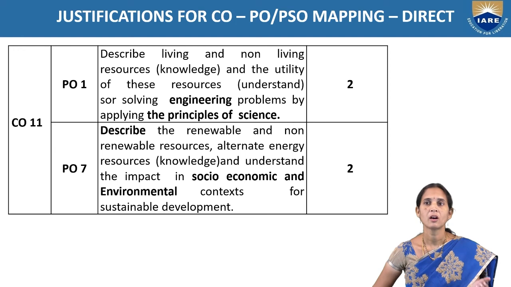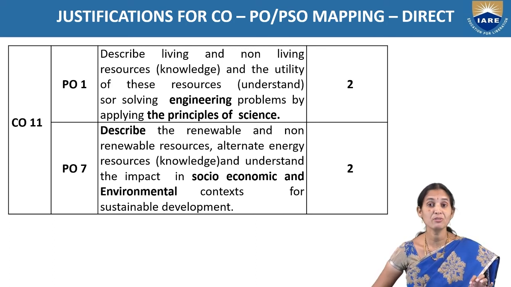They will understand about water resources, land resources, and renewable and non-renewable resources, which are called energy resources. They will understand this for solving engineering problems by applying the principles of science. So here also we are mapping CO11 to PO1, with the number of vital features 2, because here also there are no problems. For CO11, there is no mathematical expression.